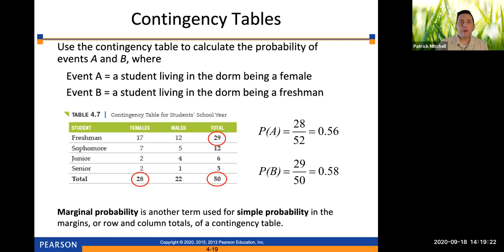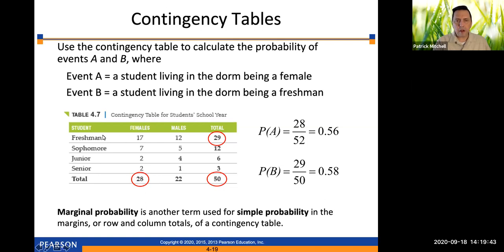So here's an example. We're going to use the contingency table to calculate the probability of events A and B, where event A is a student living in the dorm being a female, and event B is a student living in the dorm being a freshman. So you can read this table.